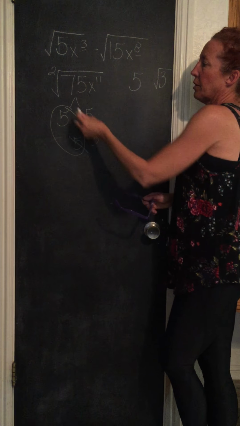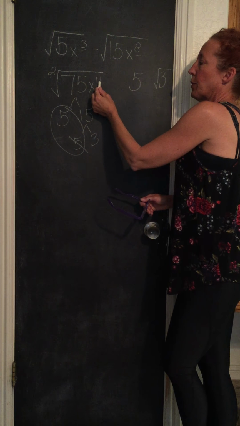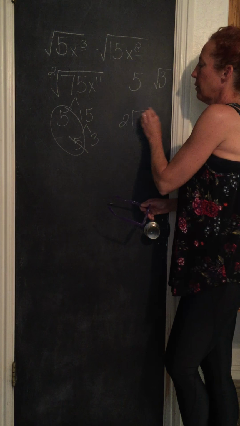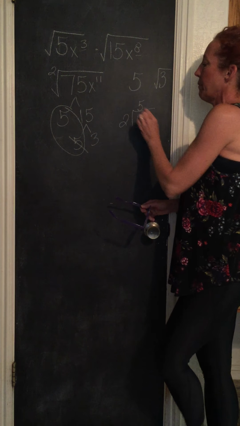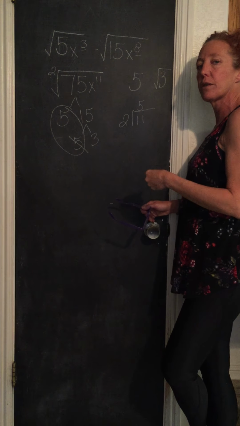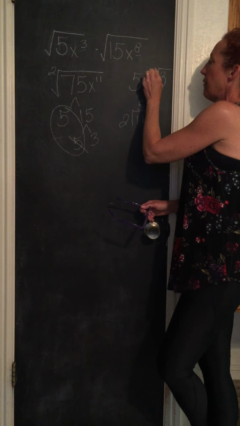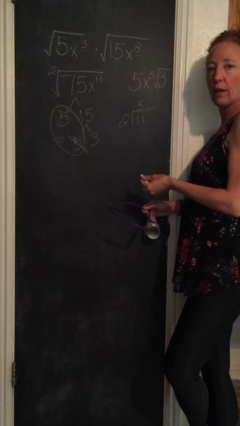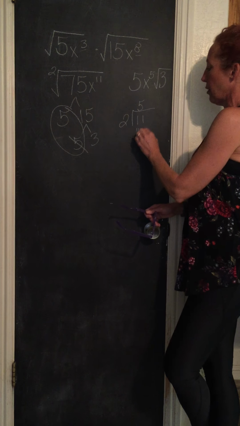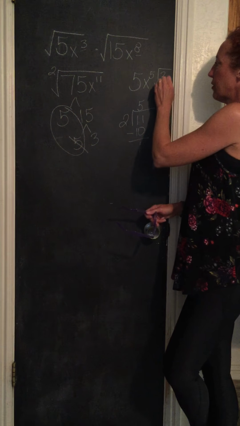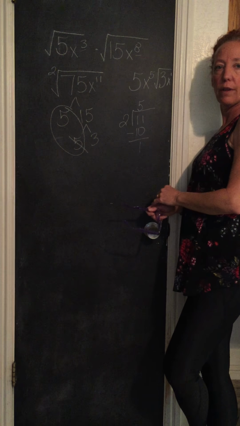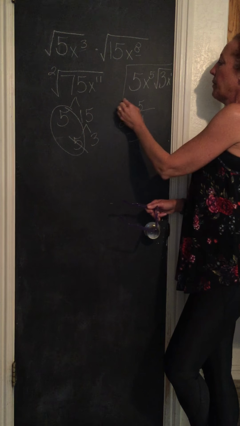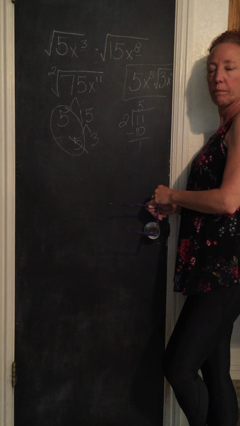So what I suggest you do is divide 2 into 11. 2 goes into 11 5 times, meaning there are 5 pairs of x's. So we're going to have x to the 5th on the outside. There's one remainder, and so we have x to the 1st on the inside. So this is my final answer here.